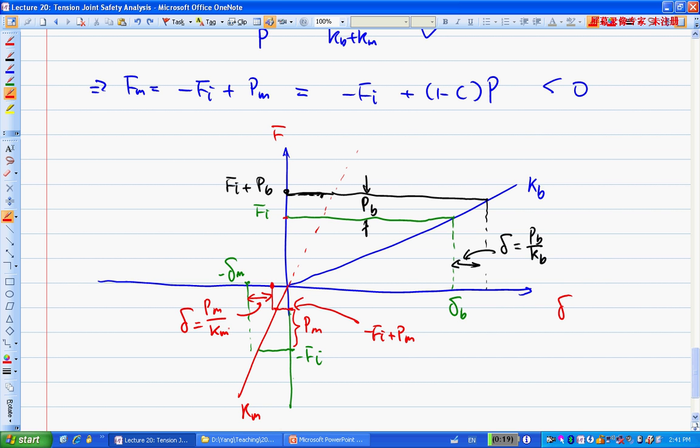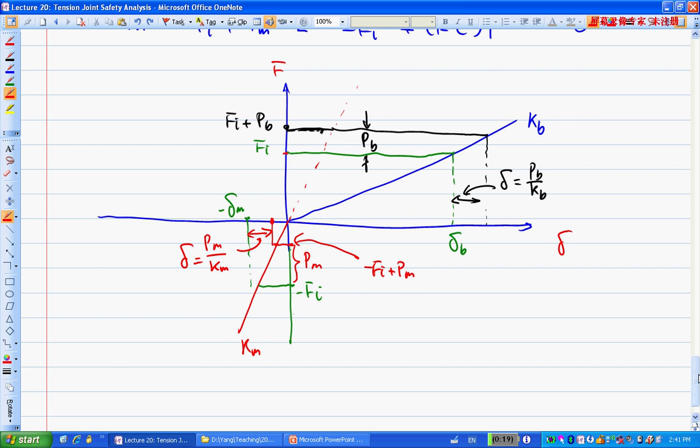Overall, the effect of this external load is that for the bolt you have an elongated deflection, but for the member you have a reduced deflection. Originally it is here, and now it's here. So this is basically what happens before and after the external load capital P is applied.